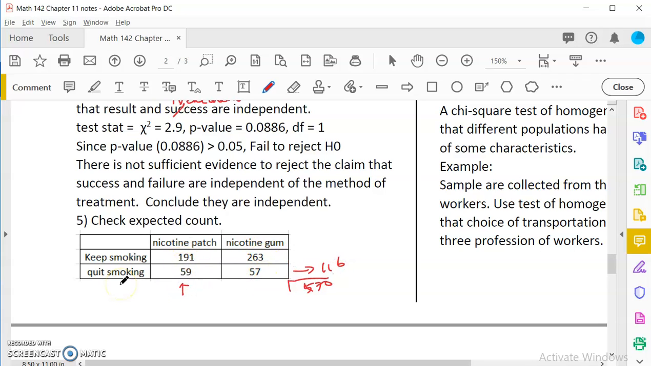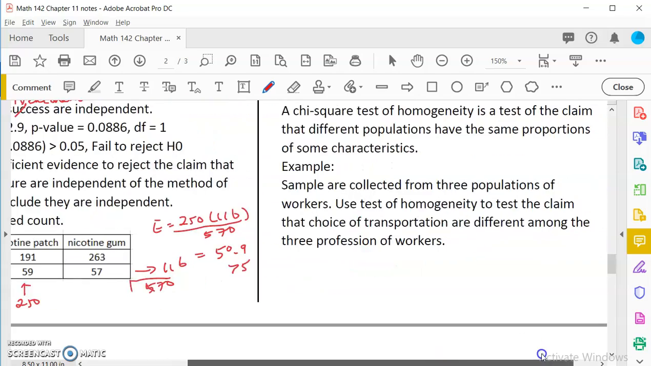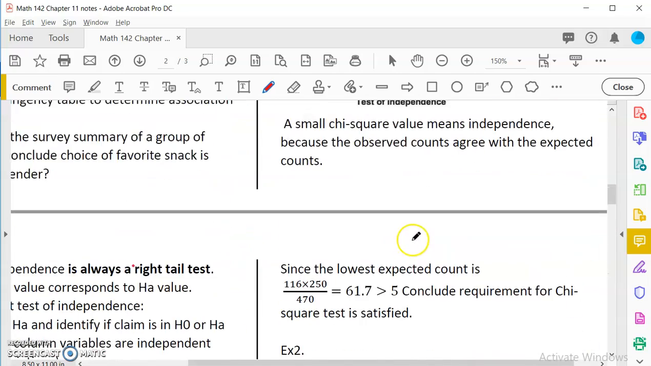Out of these two, which has the lower column total? This is the lowest column total: 191 plus 59 is 250. So for the lowest expected count, they should be greater than 5, but just as a formality, we take the row total 116 and the lowest column total, over the grand total. So 250 times 116 divided by 570, 50.9. This is greater than 5. So the expected count is at least 5. If the least is at least 5, then all the others are at least 5. And I put it here.